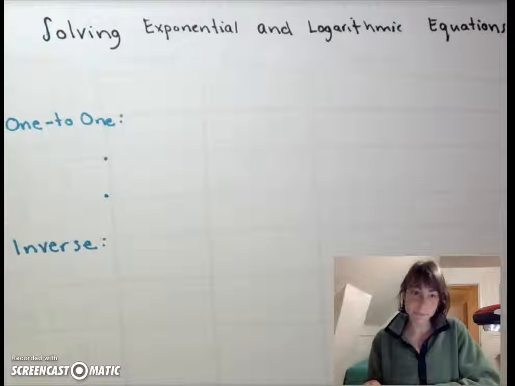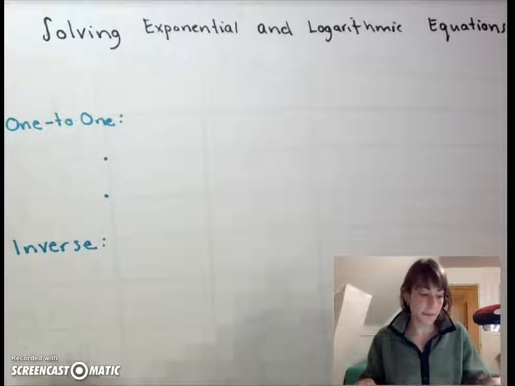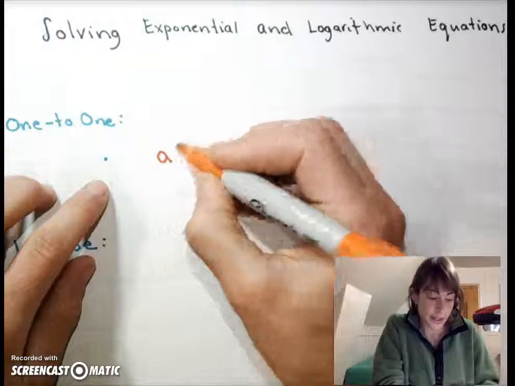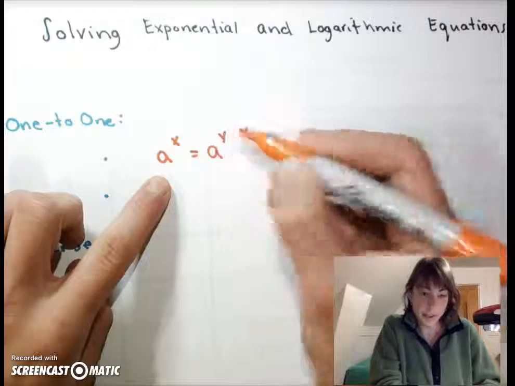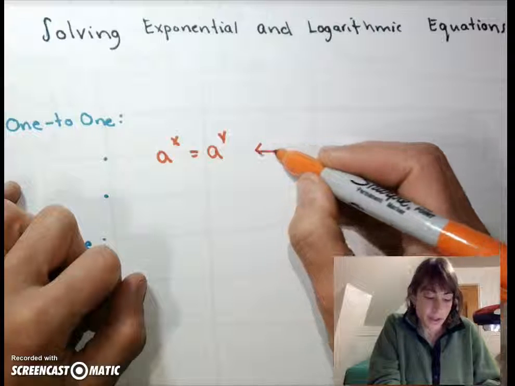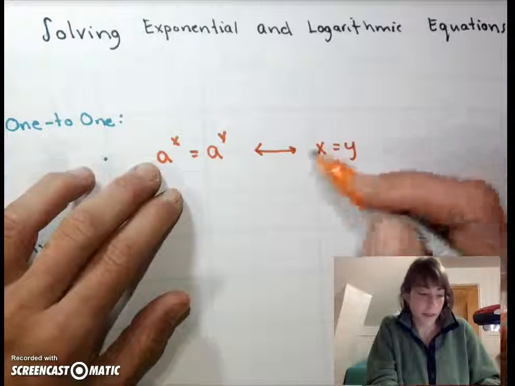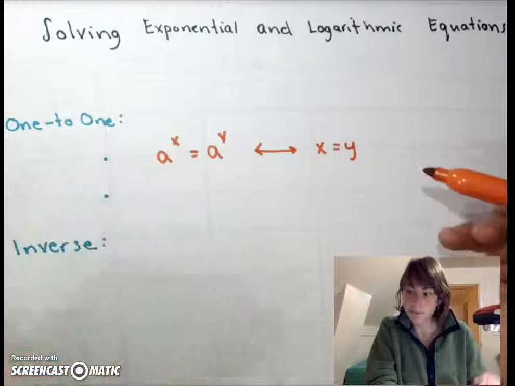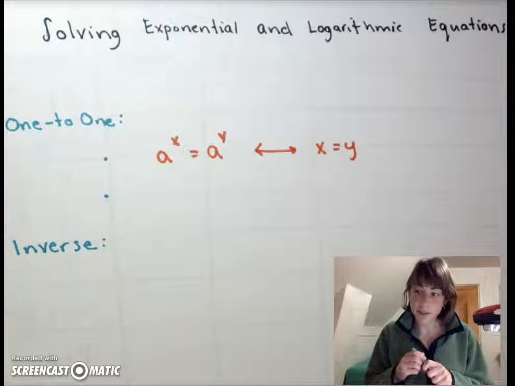exponential equations. We've already seen both of these before, but I'll just remind you of what they say. The first one is the one-to-one property. So for exponents, that says that if I have a to the x equals a to the y, so same base and different exponents and they're equal to each other, this is exactly the same as saying x equals y. So from the left-hand side, a to the x equals a to the y, we can conclude that x equals y.